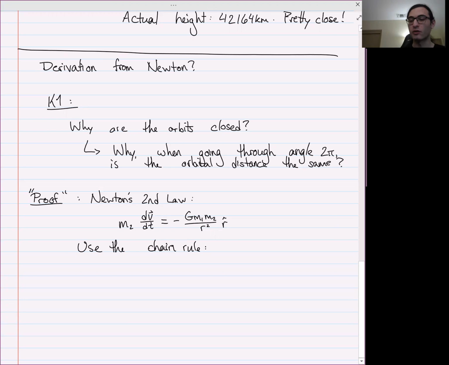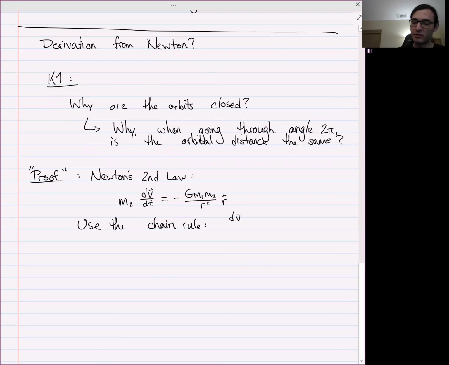So now we can use the chain rule. There's going to be a lot of calculus involved here, so try to follow along. Using the chain rule, dv/dt is actually equal to dv/d theta times d theta/dt. That's just allowed. We can write this derivative as a derivative of v with respect to its angular position times the derivative of the angular position with respect to time. And we get that m2 dv/d theta d theta/dt is equal to negative G m1 m2 over r squared r hat.